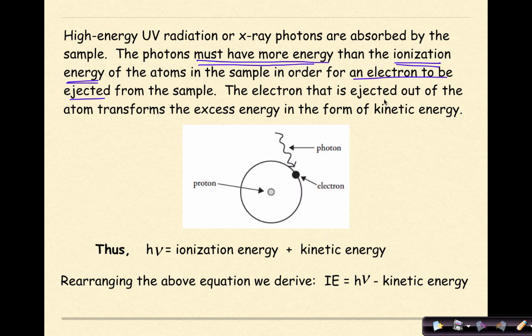The electron that is ejected out of the atom transforms the excess energy into kinetic energy. So we have a photon coming in, it's going to remove the electron, and if the electron has excess energy after it's been removed, that excess energy is going to be recorded as kinetic energy. Therefore, the energy of the photon, which is represented as Planck's constant times frequency, is equal to the ionization energy plus the kinetic energy. Rearranging the above equation, we derive that ionization energy is equal to the energy of the photon minus the kinetic energy.